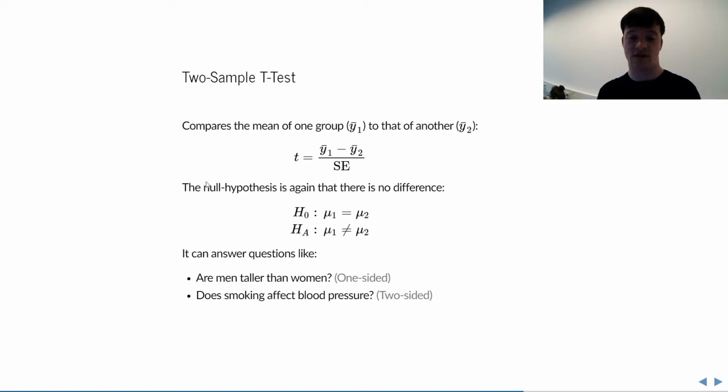Now, this is what the null hypothesis of a two-sided t-test looks like. Either the means are equal or they're not. It could be less, could be more. So you could ask both types of questions with a two-sample t-test. The one-sided one, like are men taller than women, or a two-sided one, like does smoking affect blood pressure, yes or no. And in that case, you don't specify beforehand that it should be greater or less.